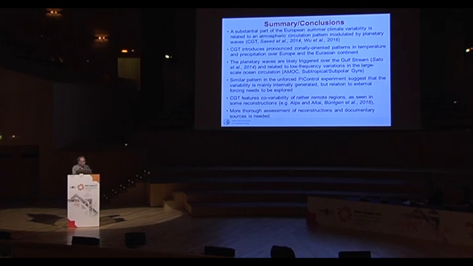And we have seen that similar patterns of variability also work in the unforced PI control simulation. So we assume that this variability is mainly internally generated, but there's an interesting relation to the external forcing that needs to be explored. One of the motivations of the study was that we saw in some reconstructions of relatively remote regions, in particular the Alps and the Altai, in the paper by Bündgen et al., some co-variability that could be explained with such a temperature pattern.